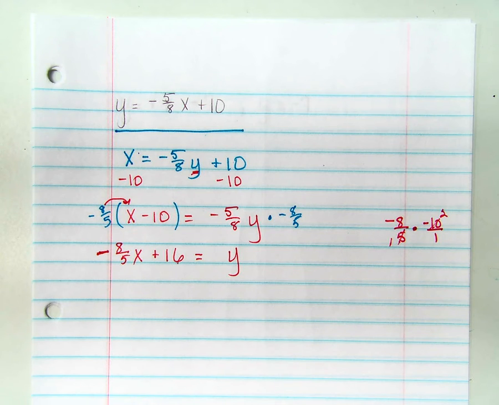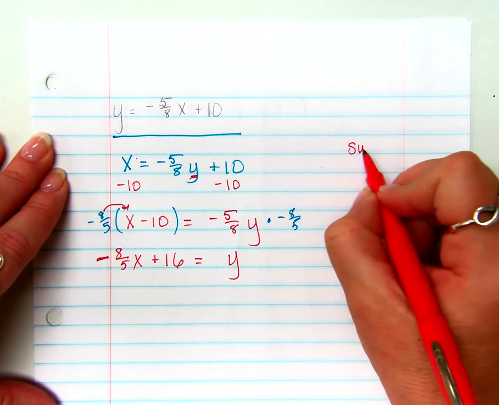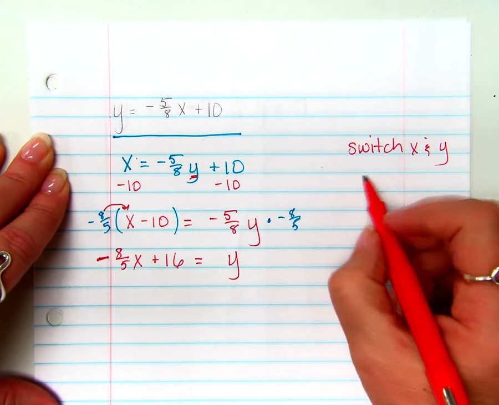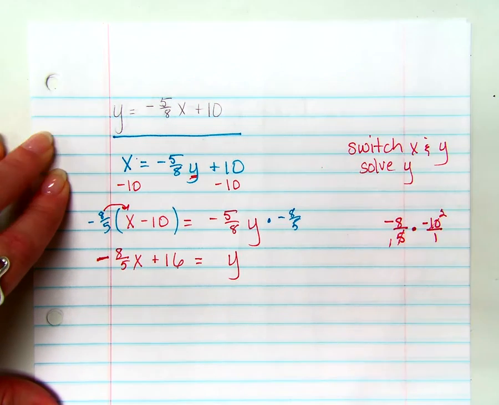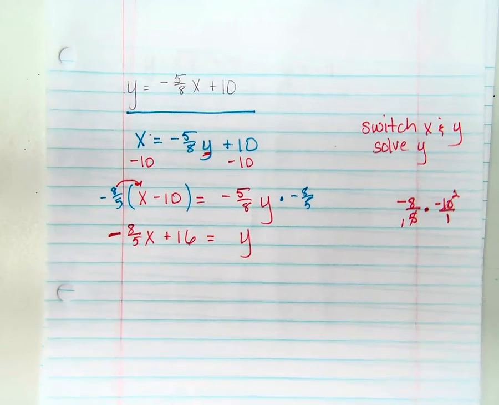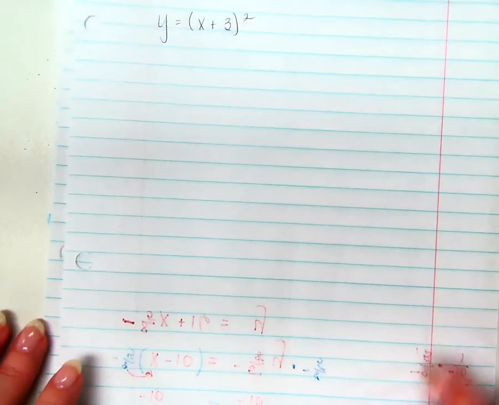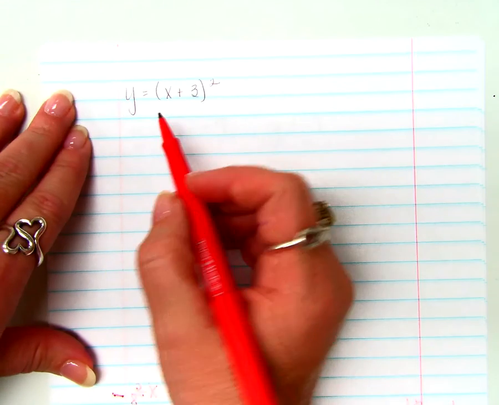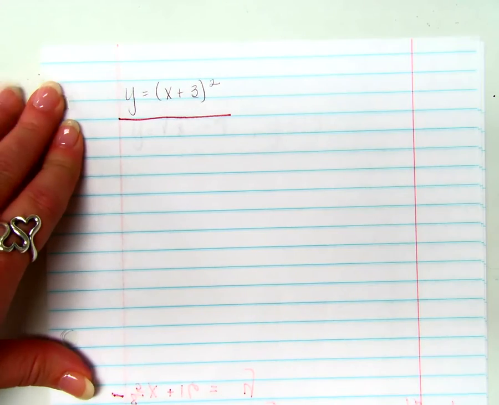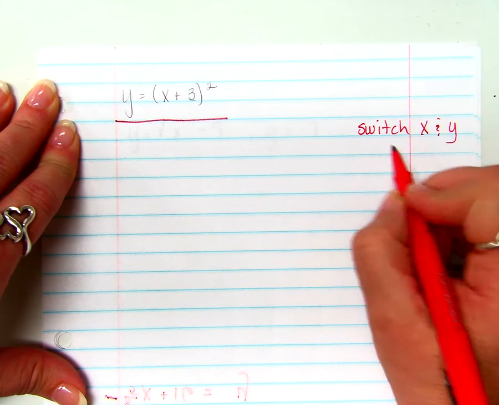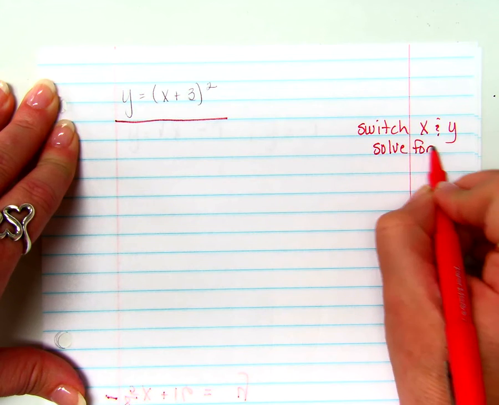And then we're done. Okay, so once again, how did I find an inverse? Switch x and y, and since it's an equation, I solve for y. Okay? Now, they're not all linear equations like the first two equations that we've done. Sometimes they may be like this, which would be a quadratic equation. Okay? So, let's go ahead and start. What do I do first? Switch x and y, and then solve for y.